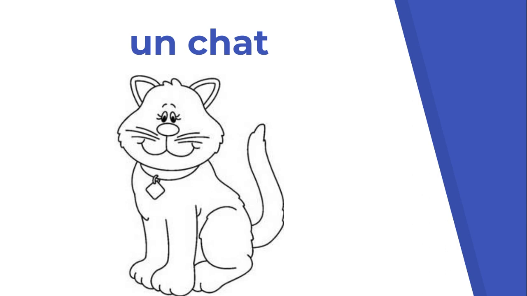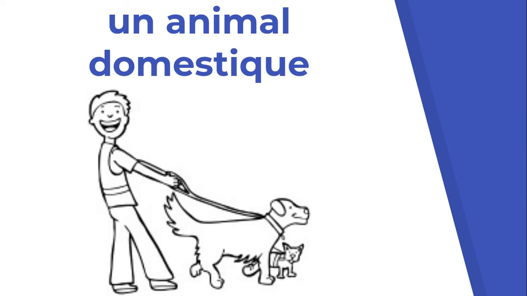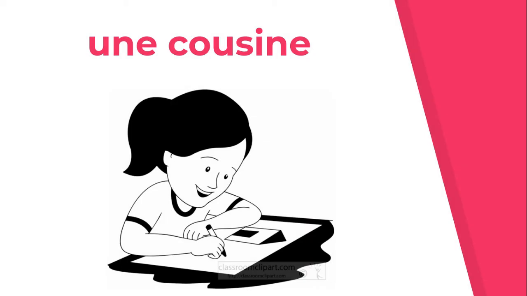Okay, let's practice a little bit with these. I'm going to show you the word in French. You're going to tell me what it is in English, and we'll see if you can beat your elbow partner, okay? So, in English, what's un chat? En anglais, un chien. En anglais, un animal domestique. A pet, good. En anglais, une cousine.